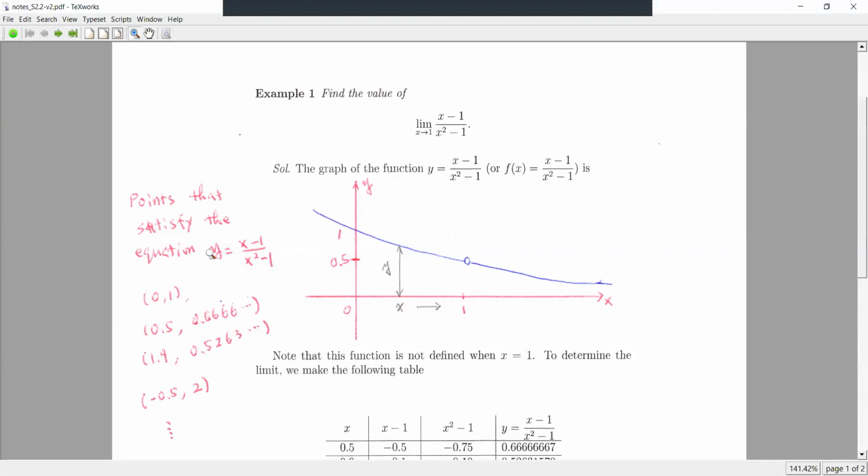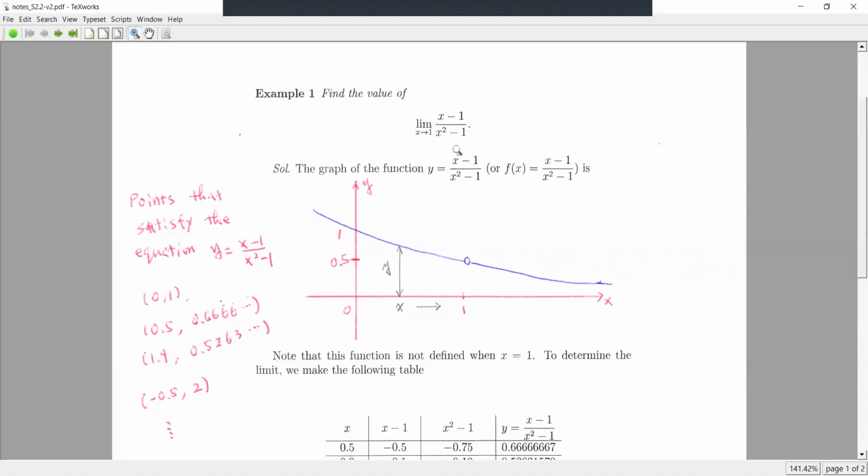Also, this point satisfies this equation. When you plug in 0.5 for x and 0.6666, and so on, for y, the equation is true. So this point satisfies this equation. Now, all the points that satisfy this equation together will form a curve. The curve is the graph of the function, or the graph of this equation.